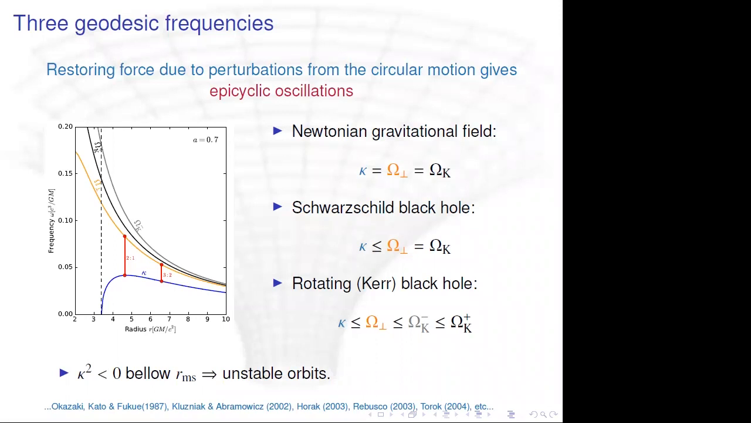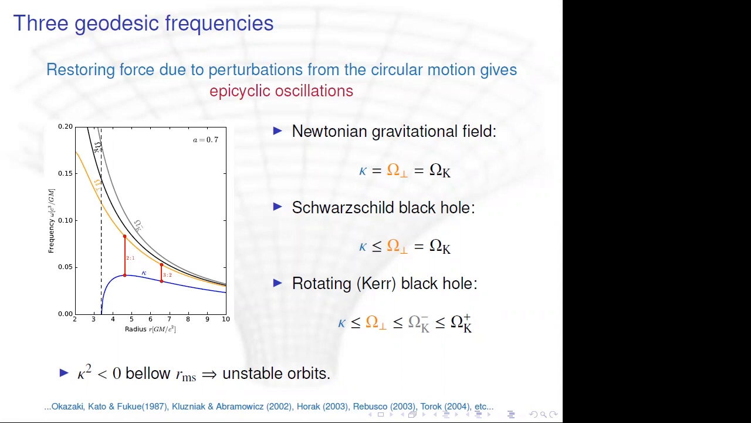One is the orbital frequency, and the other two are so-called epicyclic frequencies. The epicyclic frequency is this: if you have a particle moving on a circular orbit, and then you imagine that you slightly perturb the particle. So it will, of course, go outside, right? And the question is whether this particle will ever return back. And the answer is that in Newtonian gravity, of course, it will come back. And these excursions from the circular orbit are related to some frequency. And this frequency is called the epicyclic frequency.